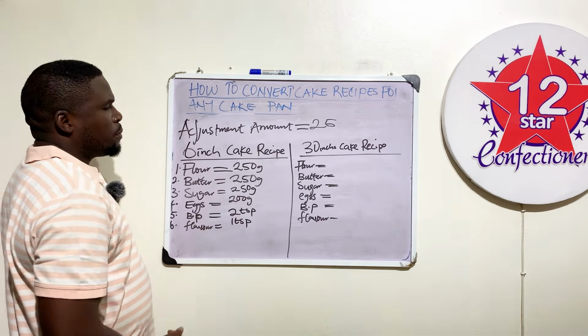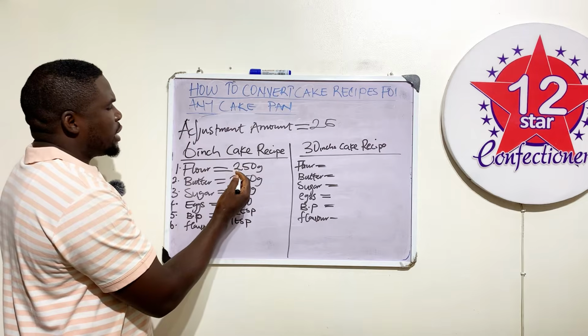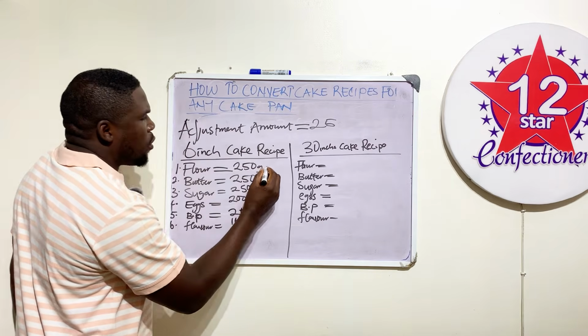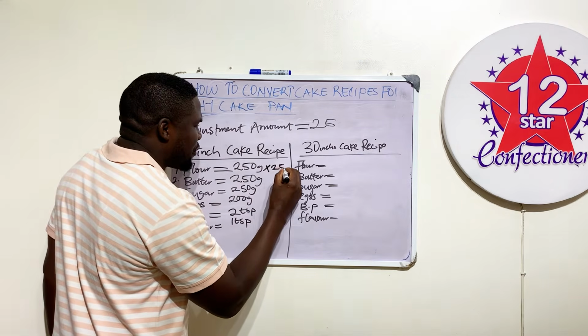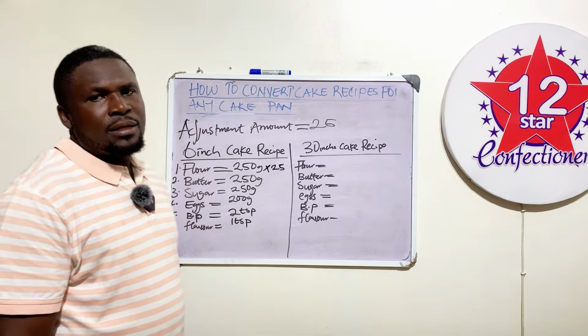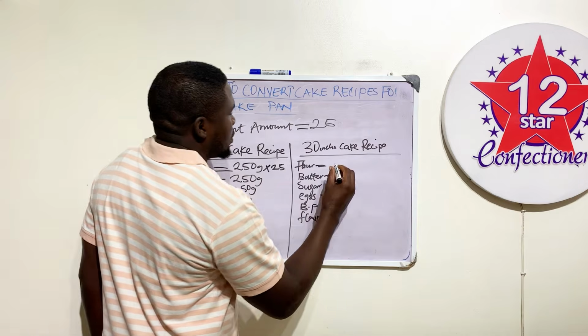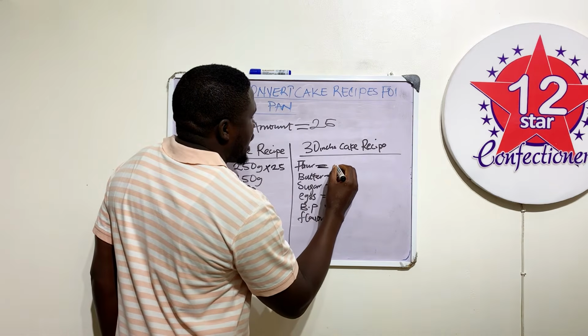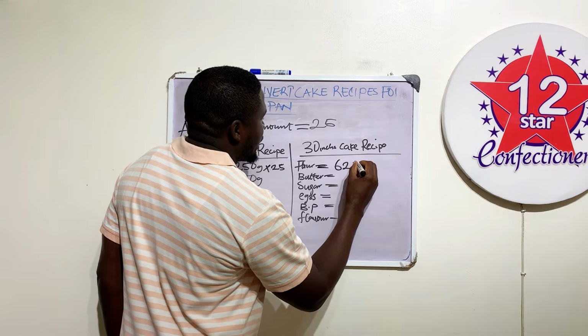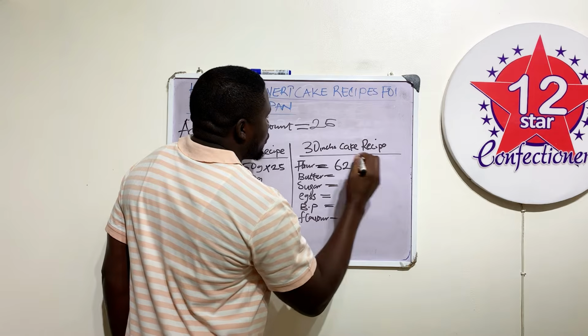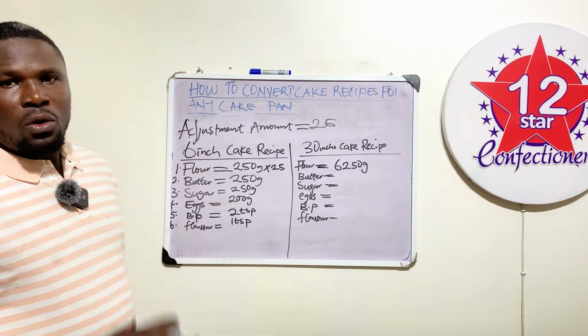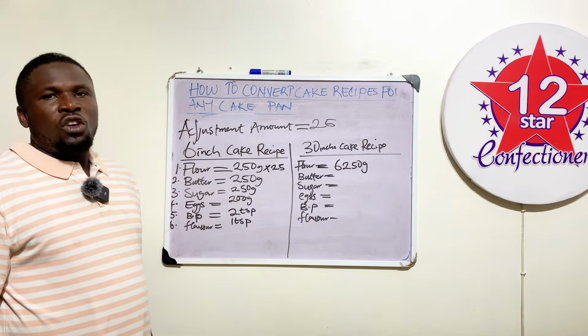I am going to multiply my 250 grams of flour by 25. So multiply it here. 250 times 25 is 6,250. I have 6,250 grams of flour.